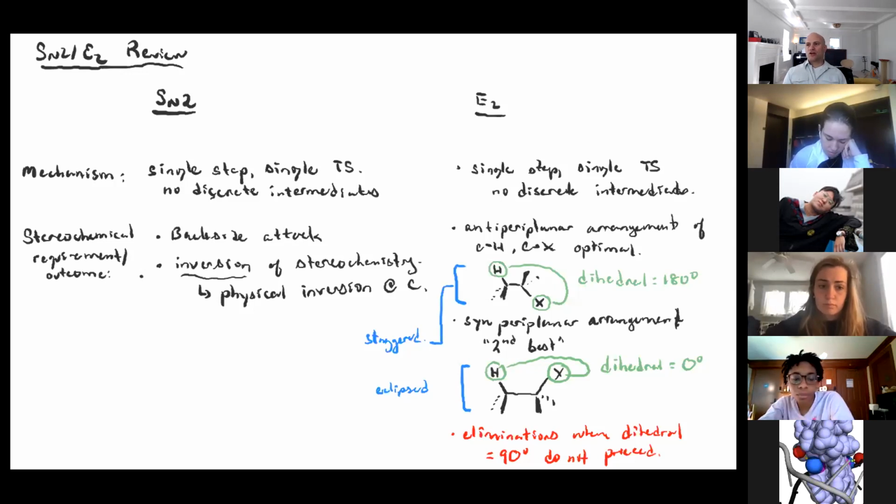And in fact, most of the syn eliminations that we see come from a situation where the substrate is locked in an eclipsed conformation, like a fused bicyclic system or something. So, all right, the next slide we'll talk about the orbital interactions, and that'll give us also an explanation for these stereochemical requirements. So let me proceed.